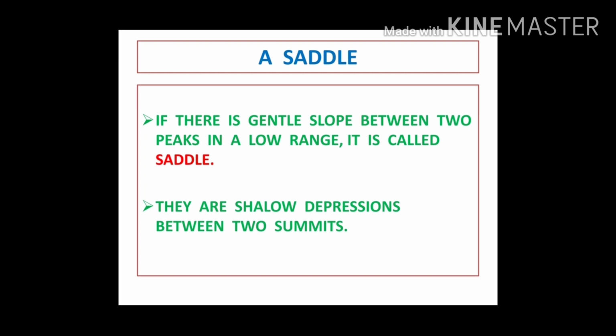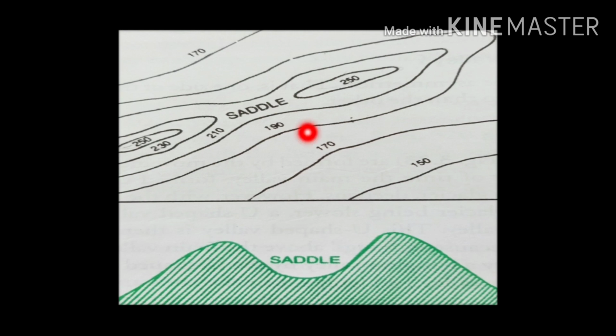Now the next in the list is saddle. If there is a gentle slope between two peaks in a low range, it is called a saddle. Now students, if there are two ranges of mountain, and if there is a gentle slope between them, that particular depression or lowered area is known as a saddle. They are shallow depressions between two summits. Let's see, this is a saddle.